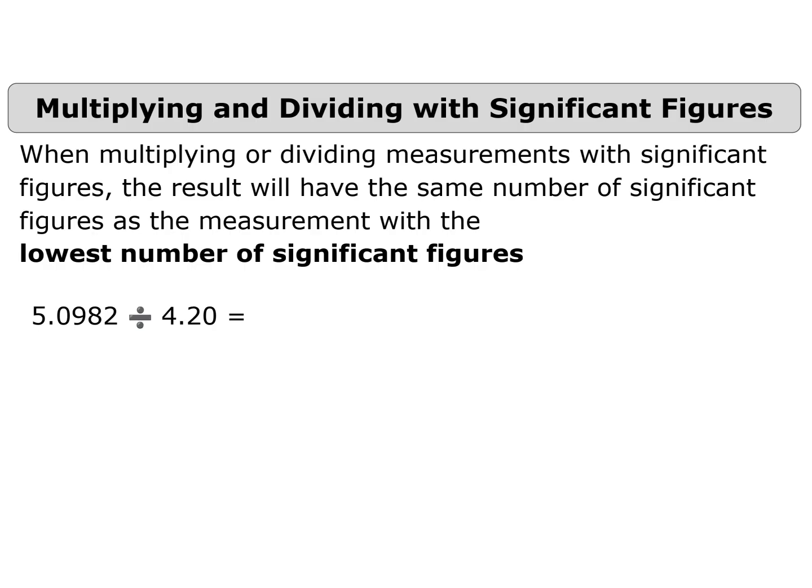Here, when we divide these two values, we get 1.213857, and it goes on and on. We see that our divisor has only 3 significant figures, so our answer will only have 3 significant figures. So our answer will be 1.21.